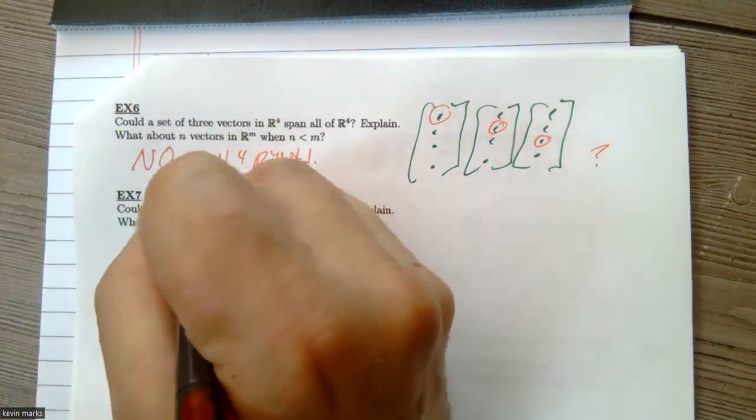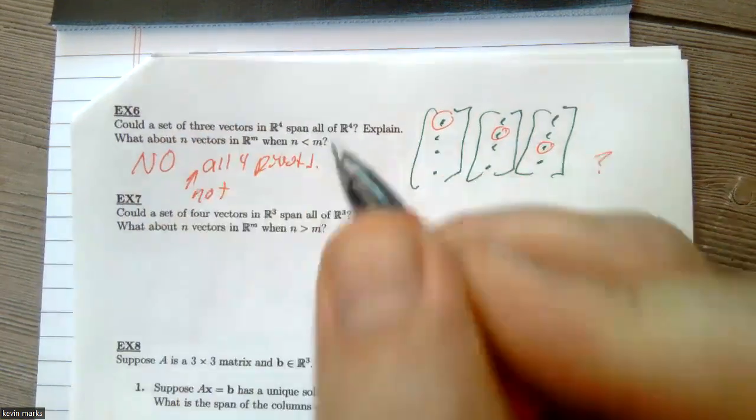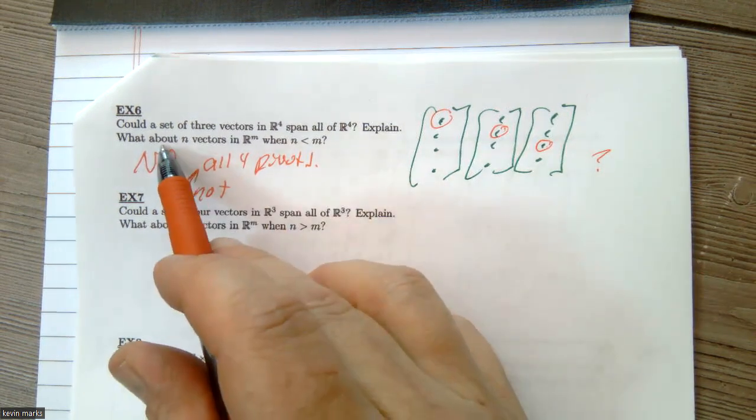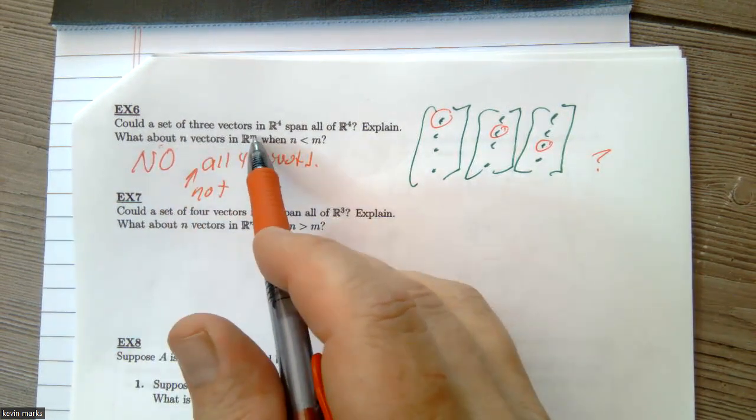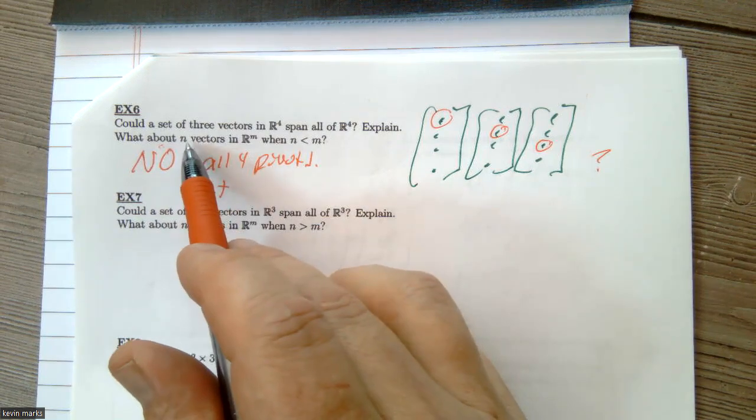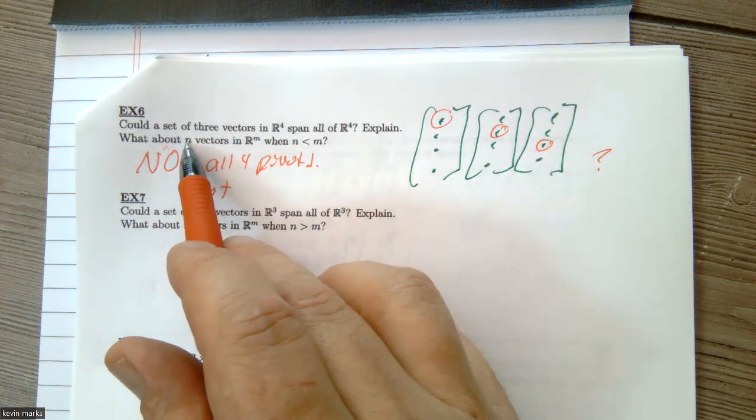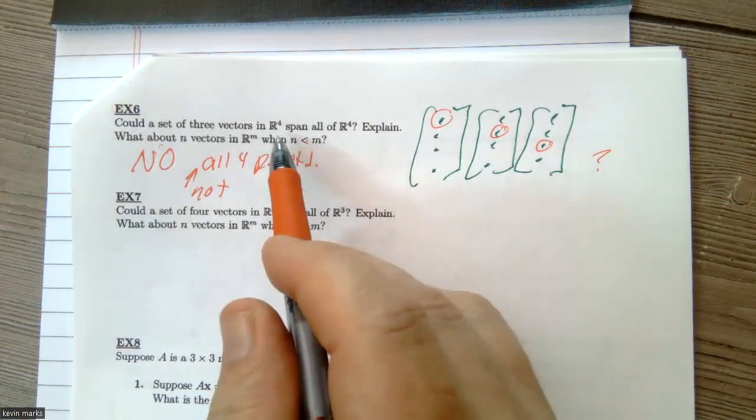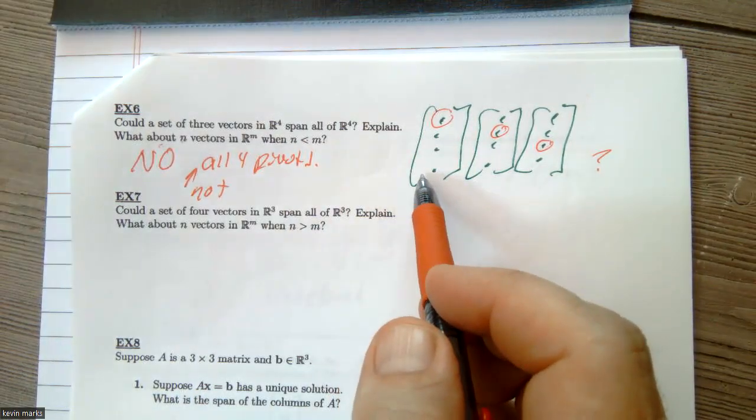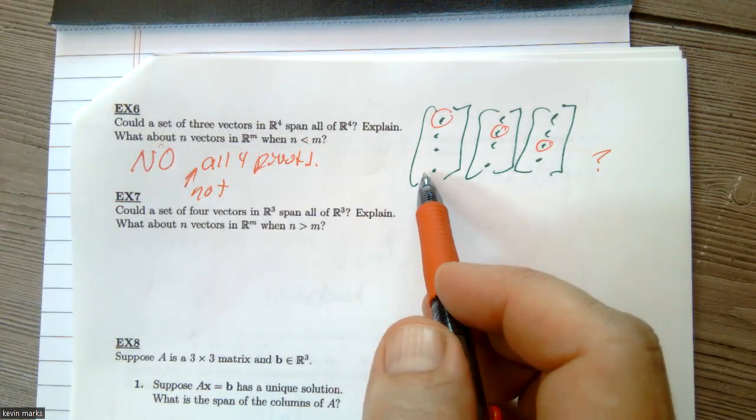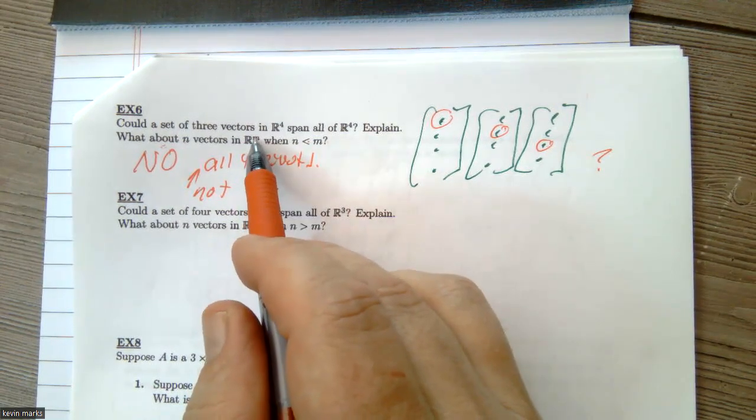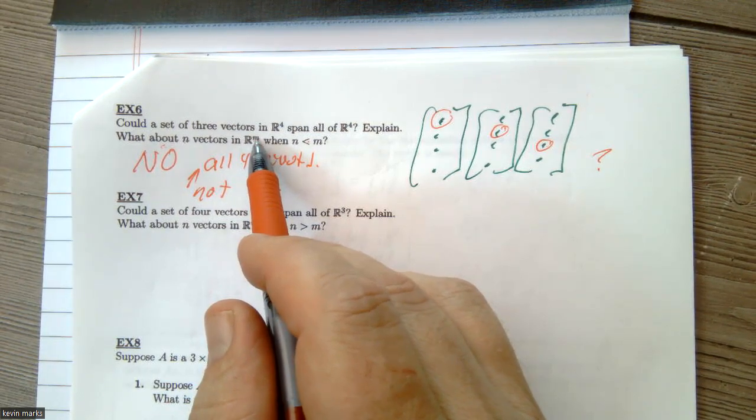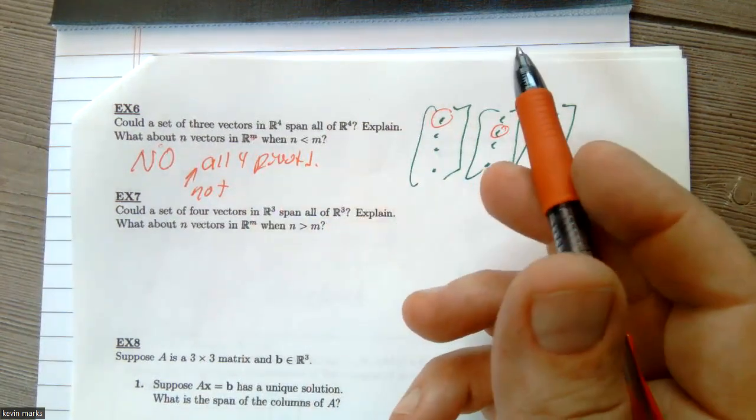Right. So, well, I guess I should say not all four pivots. Okay. And that's basically the point here. What about n vectors in Rm where n is less than m? If you have fewer vectors than you have entries, no way, right? Because however many entries there are, you would need that many pivots to get there. So if you're trying to get to R8, you would need at least 8 of them. If you had less than that, you wouldn't be able to get there.